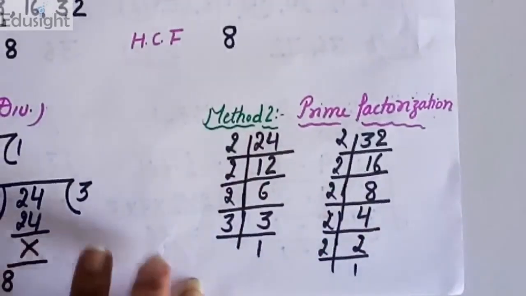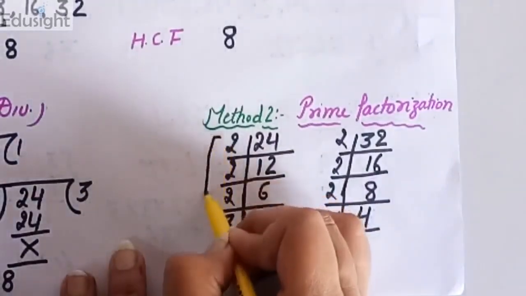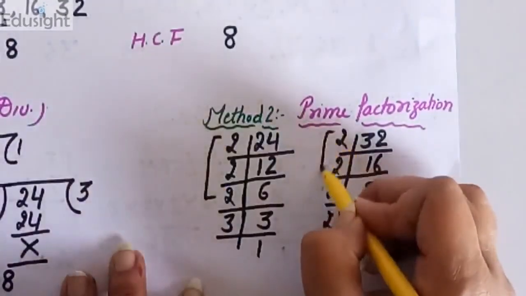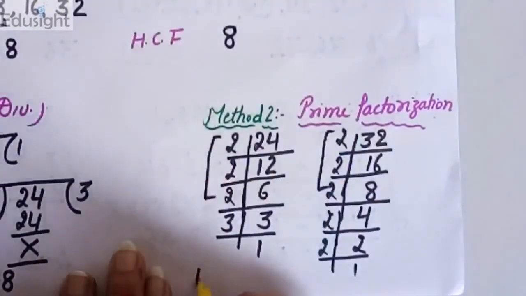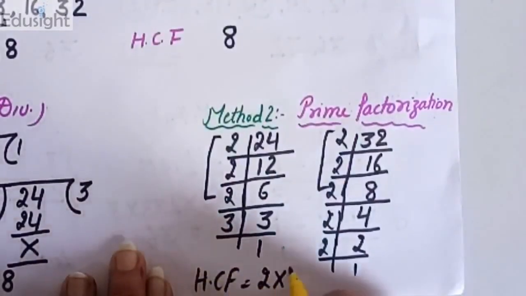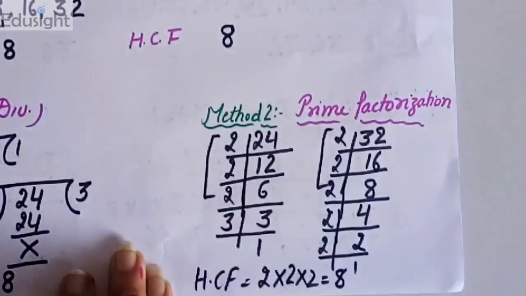Now we have to take the common term. 2 is common, 3 times here, 3 times here. So the HCF is 2 multiplied by 2 multiplied by 2, which is equal to 8. So finally the HCF of 24 and 32 is equal to 8.